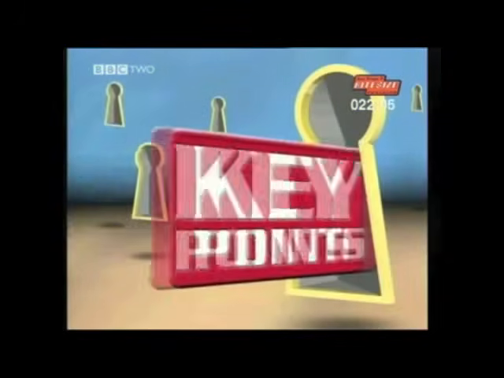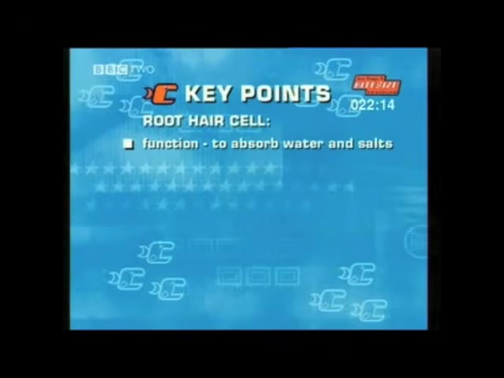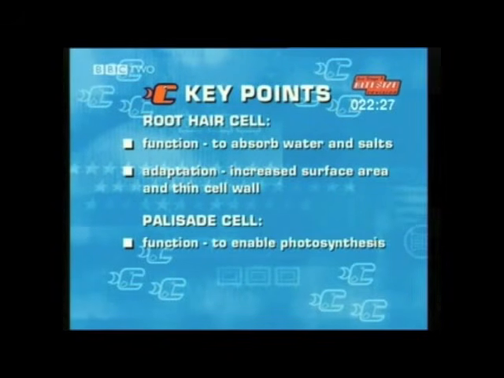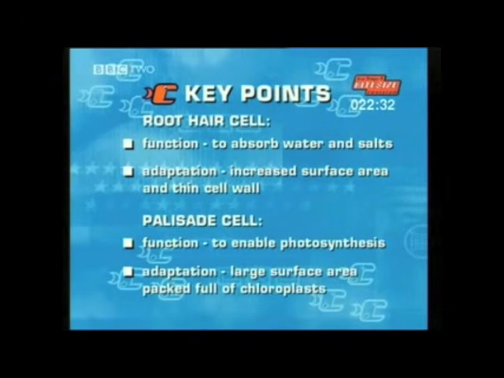So let's just go over the main functions and adaptations of root hair cells and palisade cells. So the function of root hair cells is to absorb water and mineral salts from the soil. Their adaptations are a large surface area and a thin cell wall. With palisade cells, their function is to provide a site for photosynthesis, and they are adapted to this task by having a large surface area and are packed full of chloroplasts.